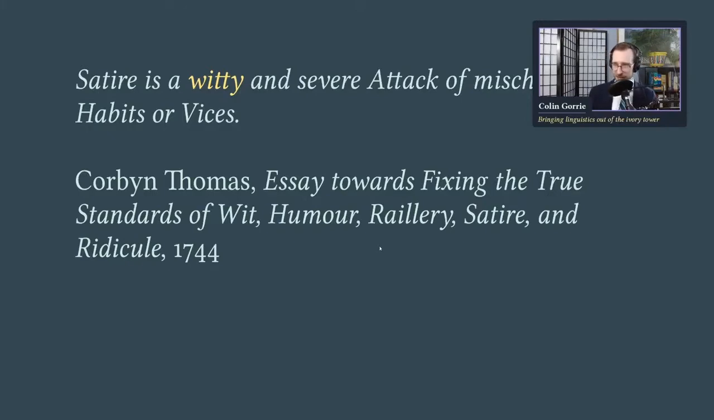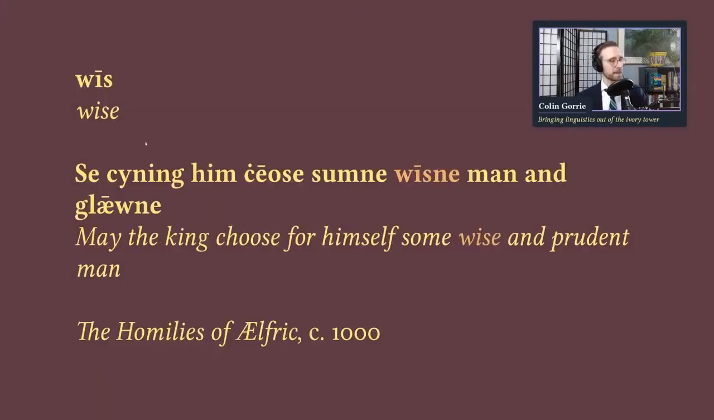The older meaning of witty, that is wise, actually carries on in the modern English word wise, which is also, of course, a member of this family. The Old English ancestor of wise is wijs. So here we have a quotation, and basically the meaning has remained the same. Se kuning him cheose sumne wijne man an glaune. May the king choose for himself some wise and prudent man. So that is a form of wijs.